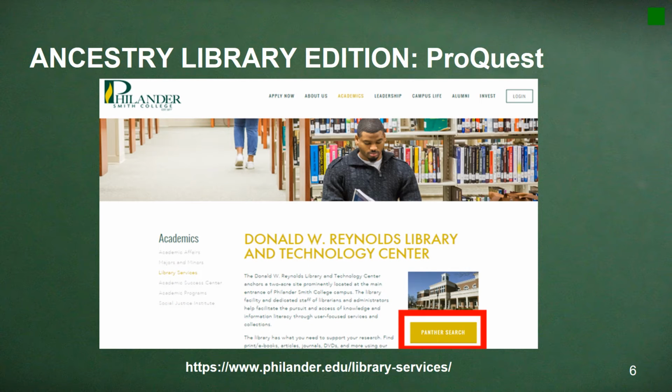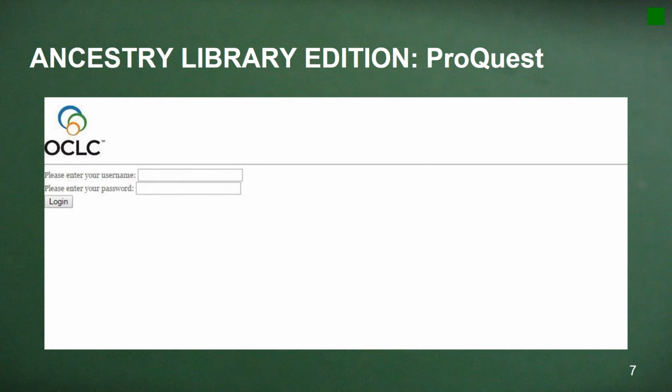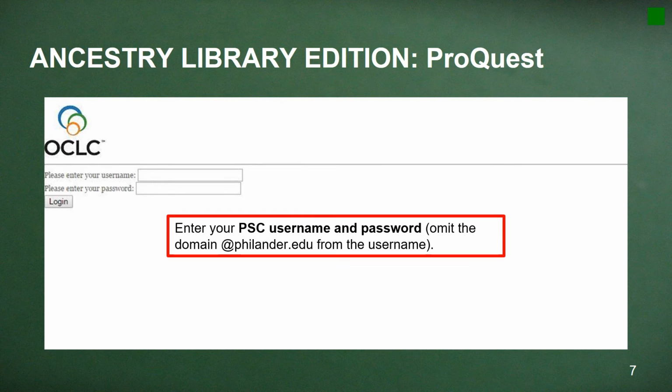You can go directly to the link on this page. That's www.philander.edu/libraryservices and click on that yellow Panther search button on the right side of your screen. If you are off campus, you'll be asked to enter your credentials to access the library databases. So on the OCLC user authentication screen, just enter your PSC username and password, and then click on Log In to get to the library discovery system.